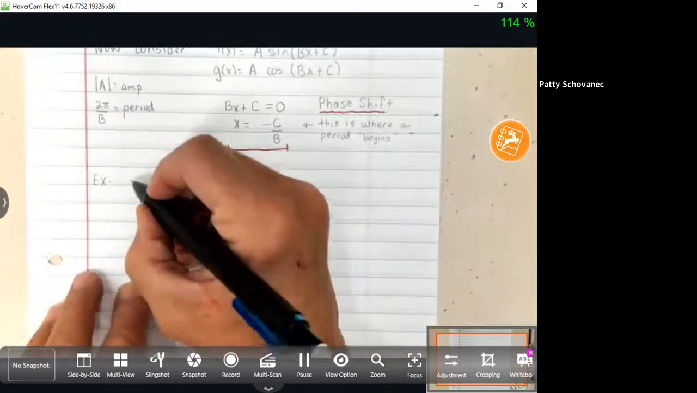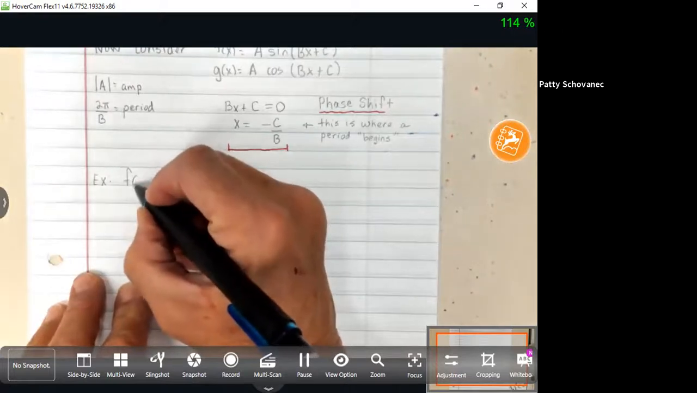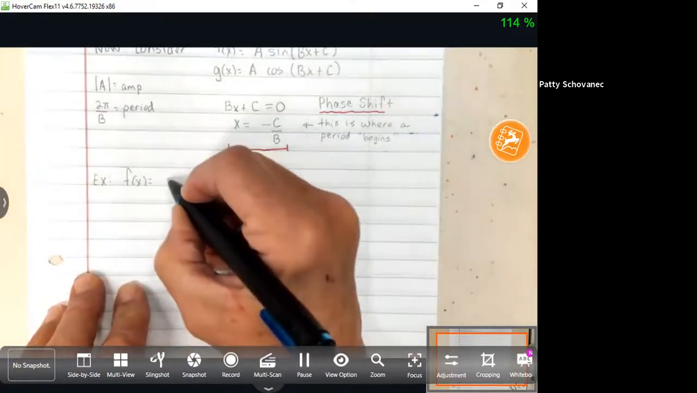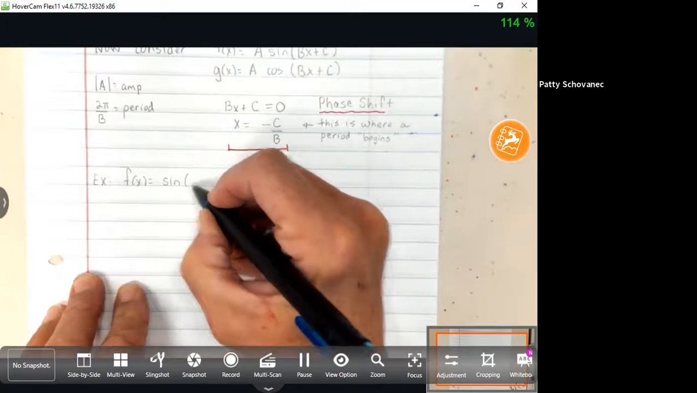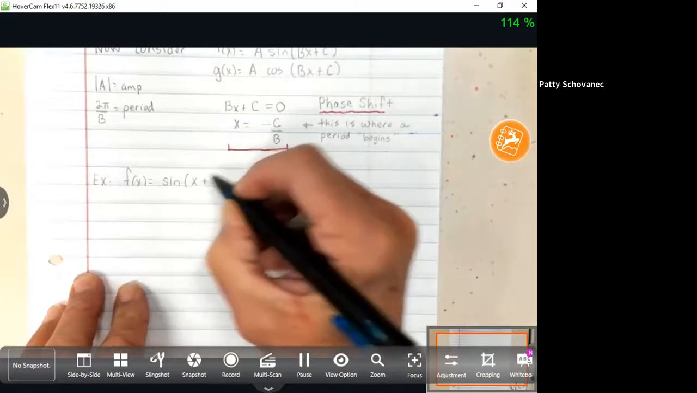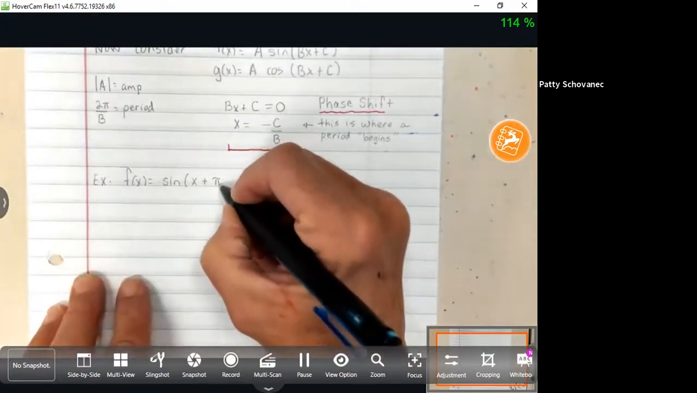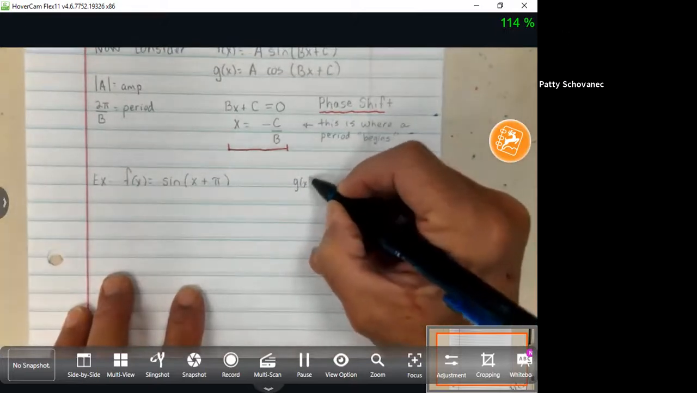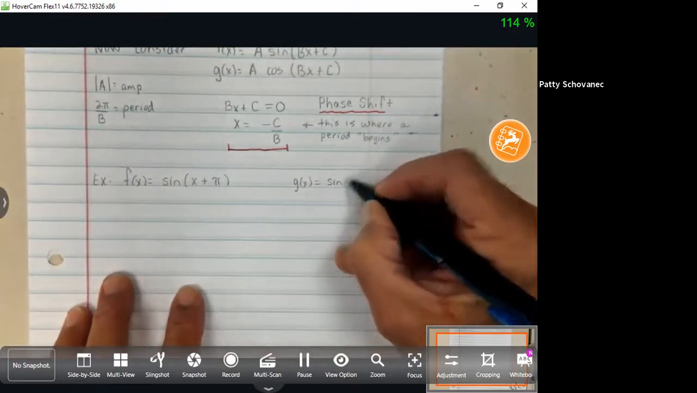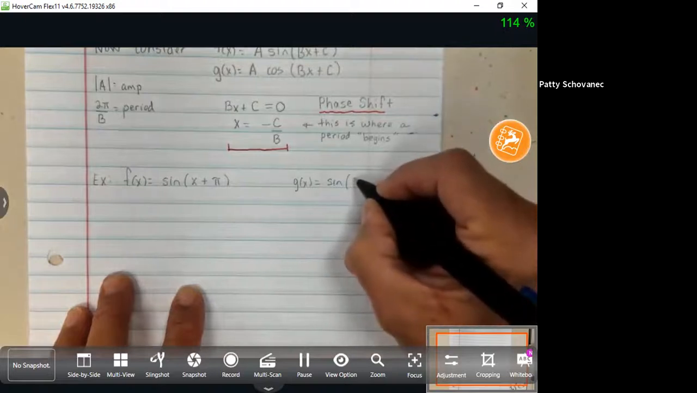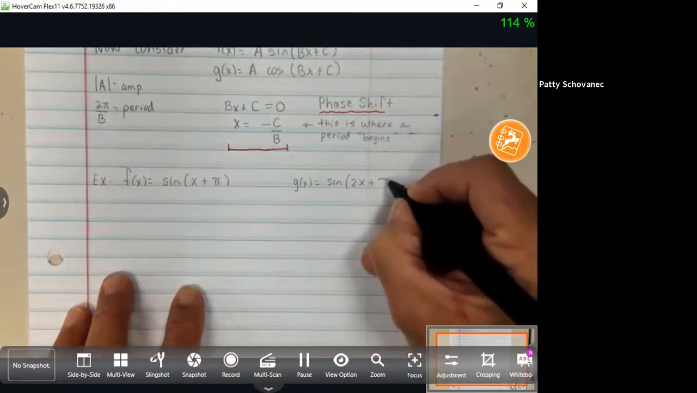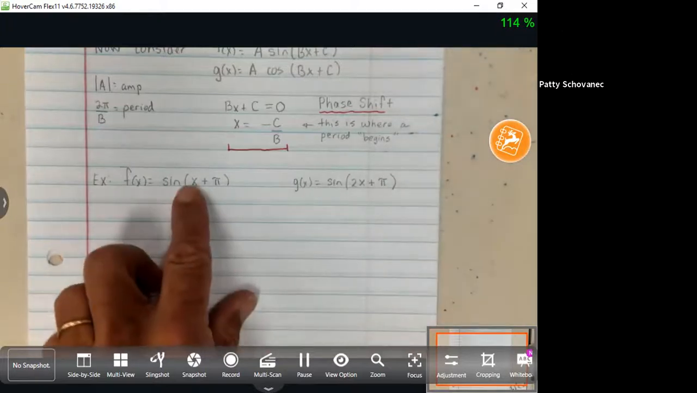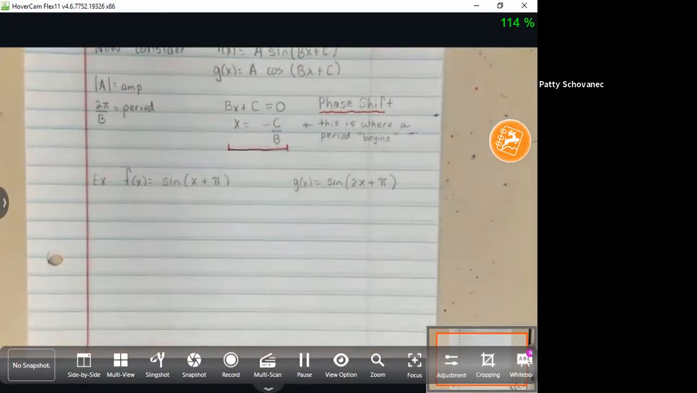I still like doing sine curves. So let's graph two functions together. Let's graph f of x is equal to the sine of x plus pi. And let's also graph g of x is equal to the sine of, pick a number, 2x plus pi. So here I have b is 1, here I have b is 2. But in both cases, c is pi.